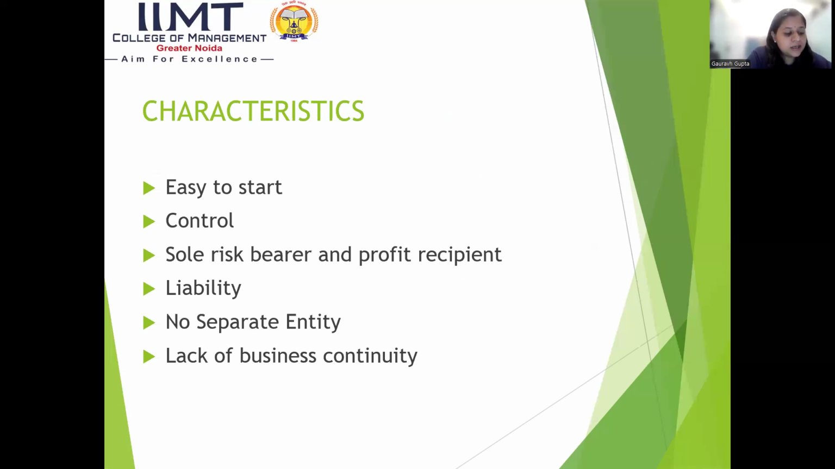Fourth, liability. The liability of the sole proprietor is unlimited. Next, no separate entity. Both the owner and the business are considered as one in the eye of law. Next, lack of business continuity. Business can be continued till the owner wishes to.